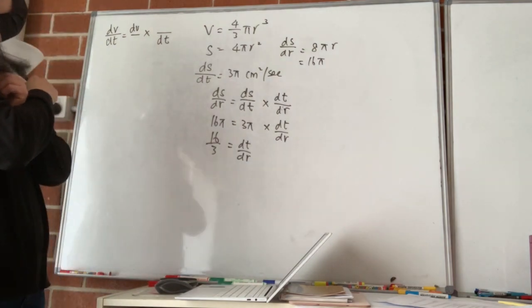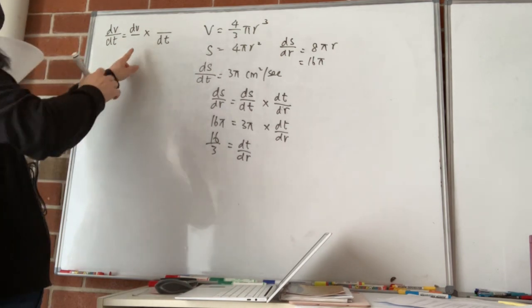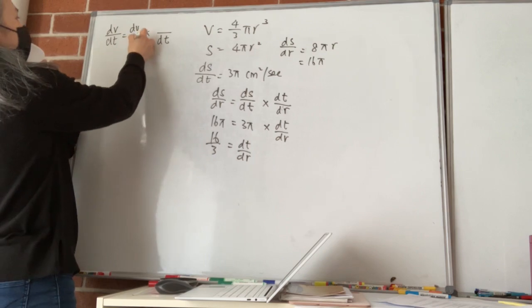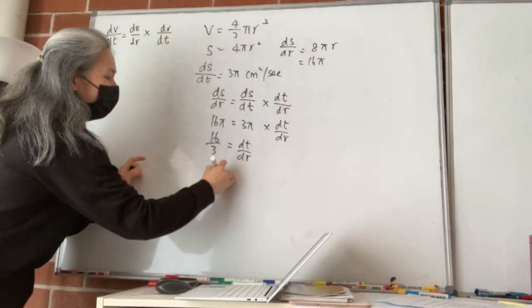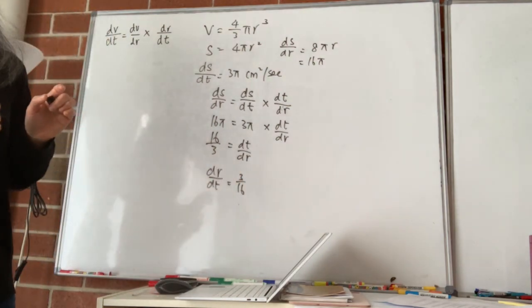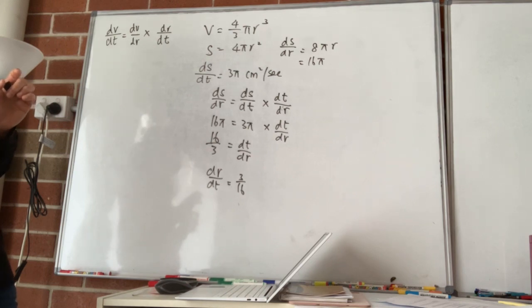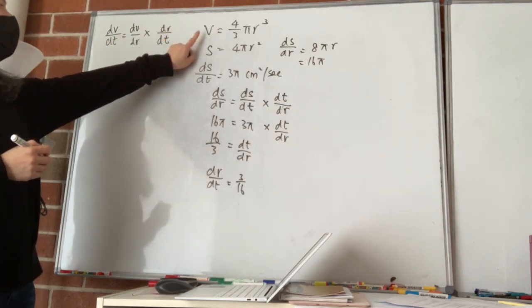Wait. Yes, we do. dV over dr times dr dt, because I know dr dt. Okay, let's rearrange it. dr dt is equal to 3 on 16, right? Yep. So dr dt, I know it. Now I can use dV dr.